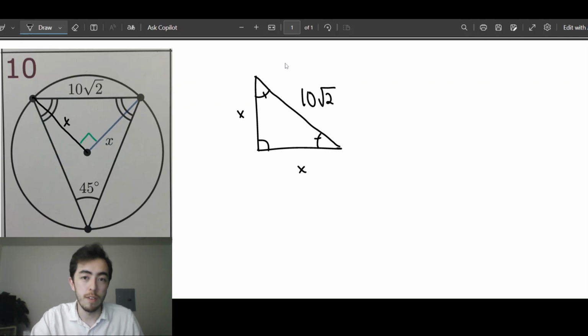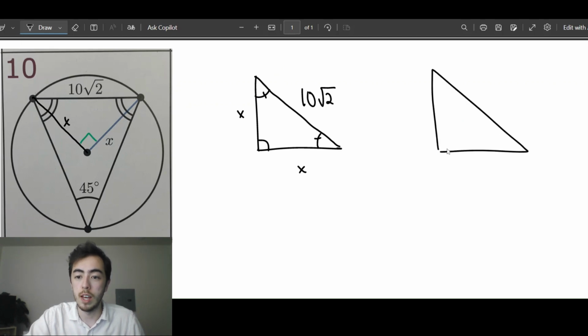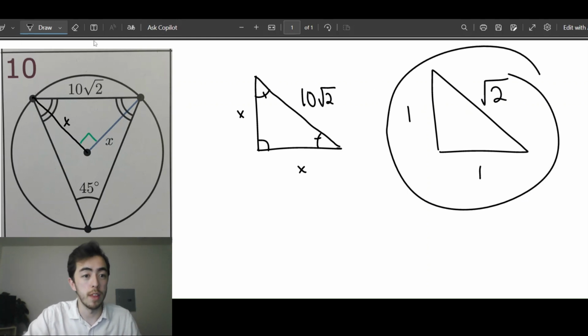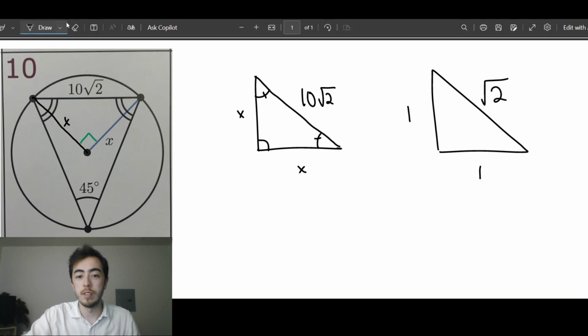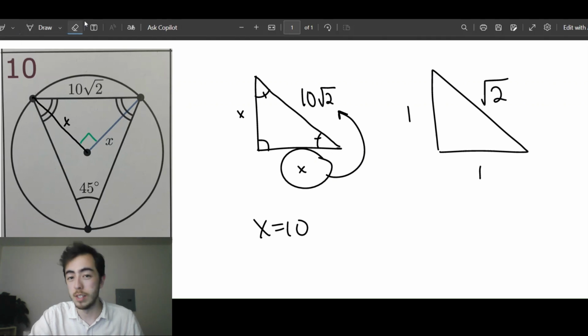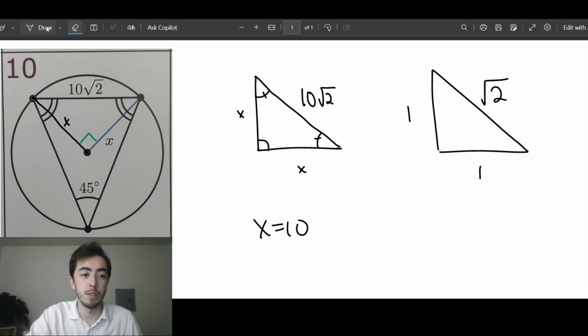And in 45, 45, 90 triangles, like this one, the side lengths have a relationship that's proportional to 1, 1, and root 2. You could prove this to yourself over here with the Pythagorean theorem. And so this essentially just tells me that x is 10, because I can see that if this were a 10, I could multiply by a root 2 to get that hypotenuse, that 10 root 2.